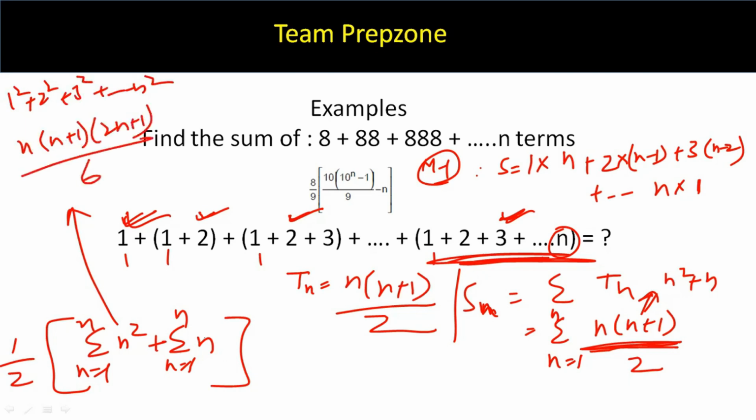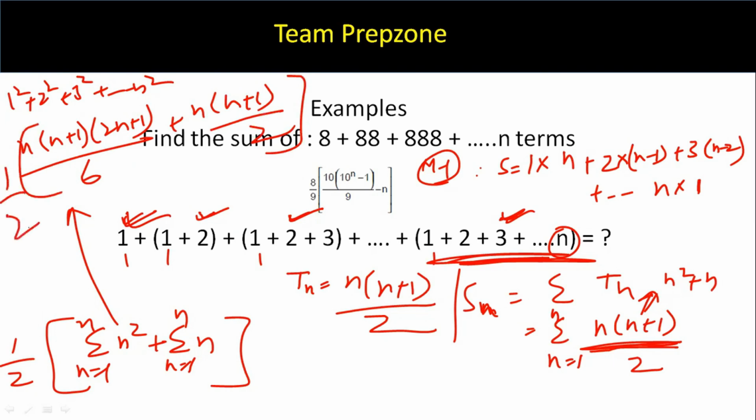And what is this? This is summation of n when n goes from 1 to n. So this is again n into n plus 1 by 2. You just simplify this and divide it by half. That will be your final answer. I'm not focusing on answers, but these are the approaches.